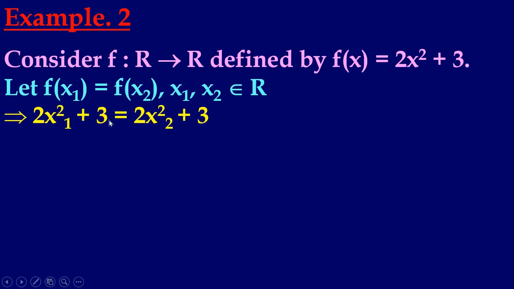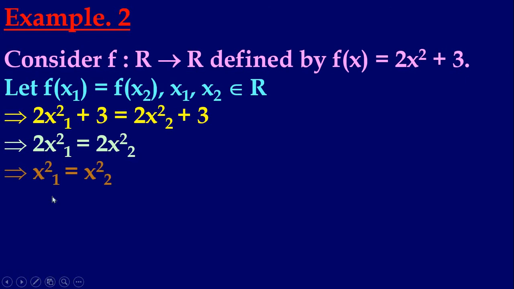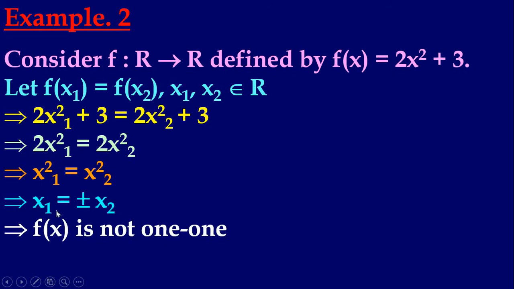Therefore 2x1 square plus 3 equal to 2x2 square plus 3. Now we can cancel 3 and write 2x1 square equal to 2x2 square. And we can cancel 2 and write x1 square equal to x2 square. And here we can write x1 equal to plus or minus x2. Now x1 equal to x2 or x1 equal to minus x2, both are possible. We started with f of x1 equal to f of x2, but we are getting x1 equal to x2 or x1 equal to minus x2. Therefore this function is not 1-1.